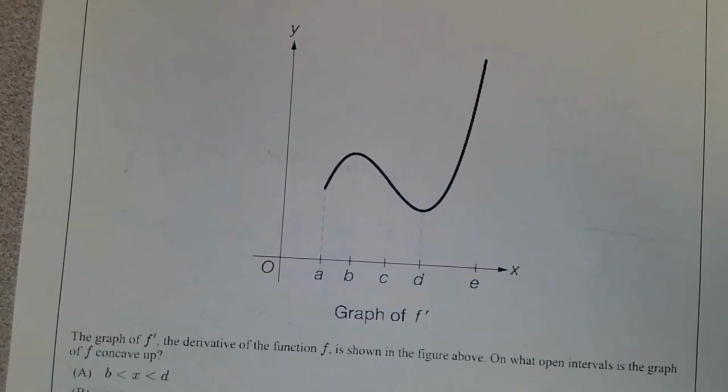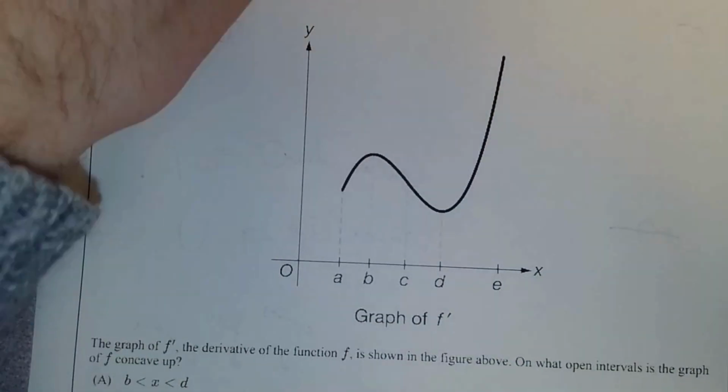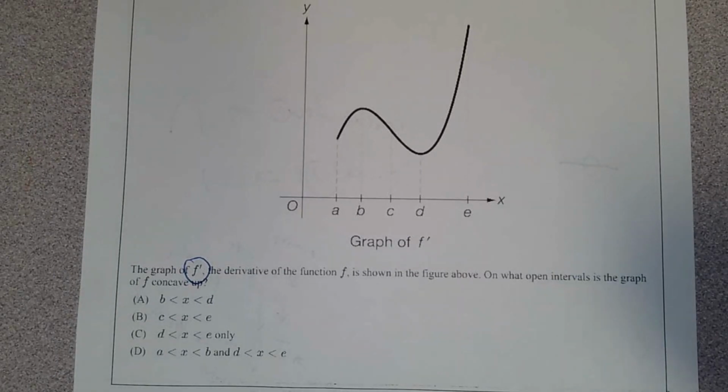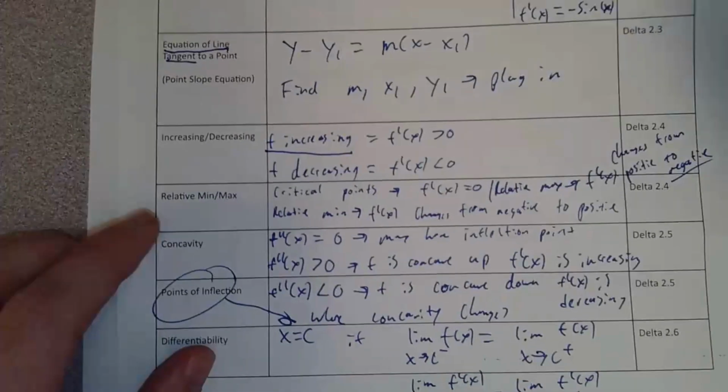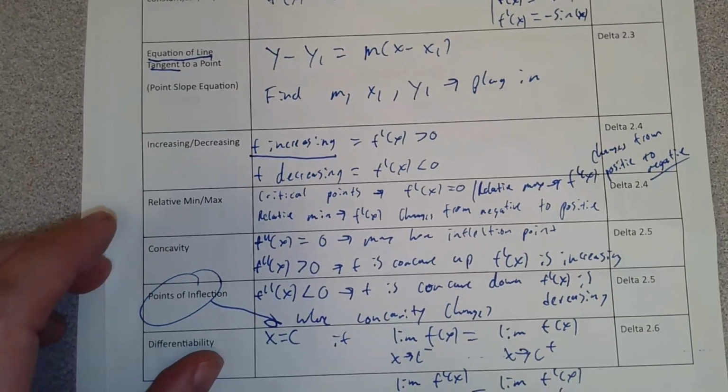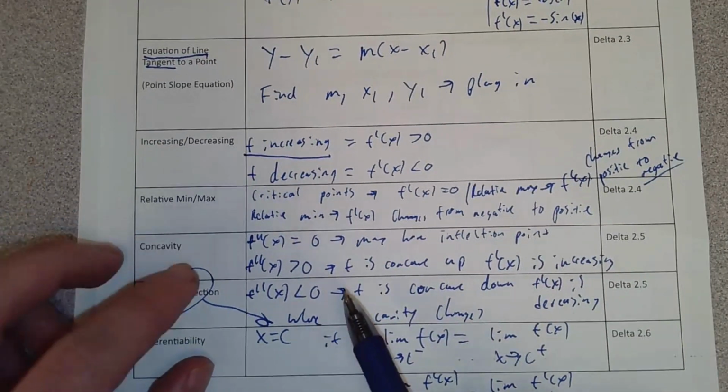All right, 9. The graph of f prime, the derivative of f, is shown in the figure above. On what intervals is the graph of f concave up? So the derivative tells you two things. This is back to the notes. Concavity.